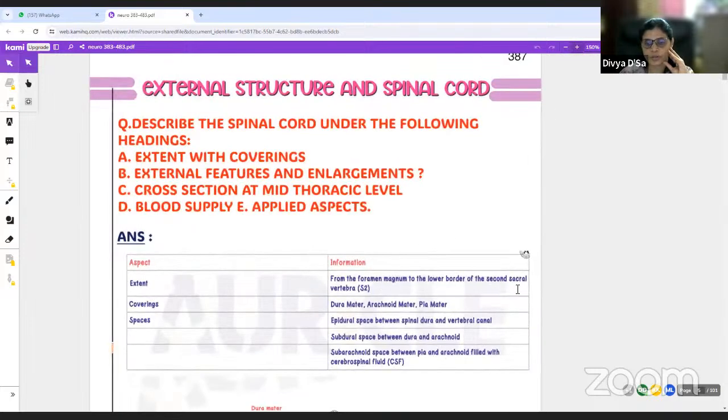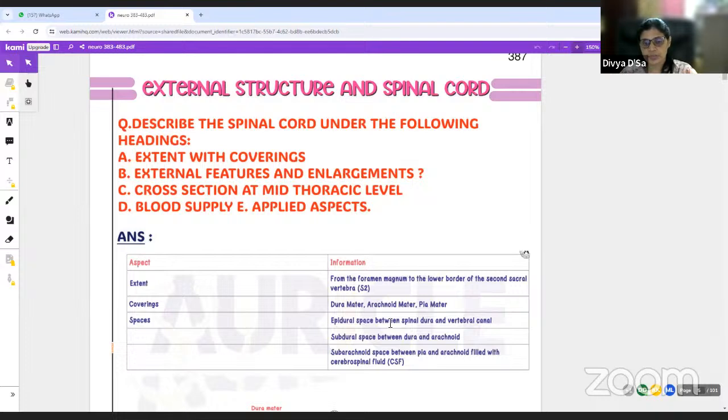foramen magnum to the lower border of the second sacral vertebra. Okay, that is the extent. Coverings are dura mater, arachnoid mater, and pia mater. Why are we saying the lower border of the second sacral vertebra? It's not exactly the spinal cord which extends till there. The spinal cord extends only up to the level of L1. Here what is meant is the meningeal extension. It is not the spinal cord extent.